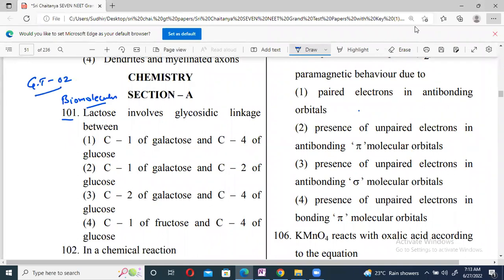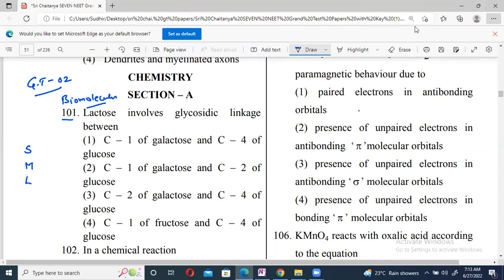We are going to discuss this first question, which we are getting from biomolecules. Lactose shows glycosidic linkage between which of these? I'll tell you one small trick here. S stands for sucrose, M is maltose, L is lactose.